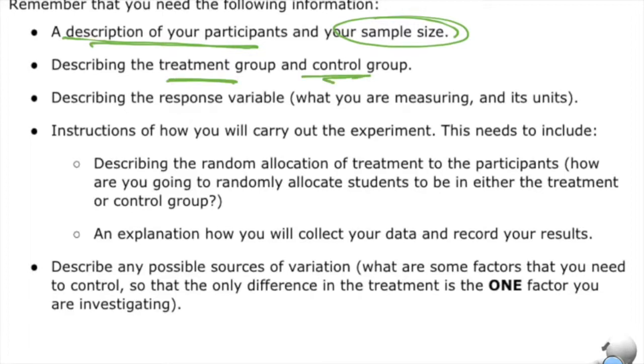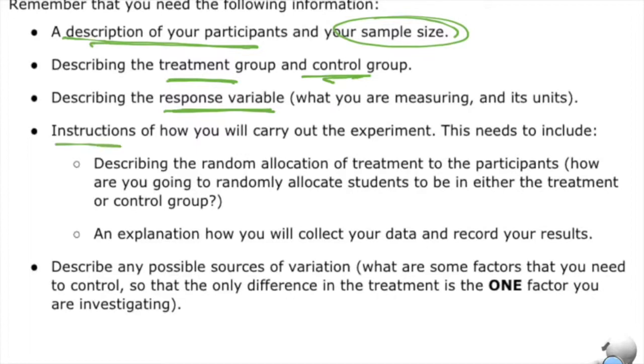Now, often when we talk about the control group, remember that's talking about the standard of care or the normal situation, whereas the treatment group is doing something different. I need to describe my response variable. So what is it that I'm measuring? Am I measuring the time it takes to do something, the rating I give a food? What is it that I'm measuring?